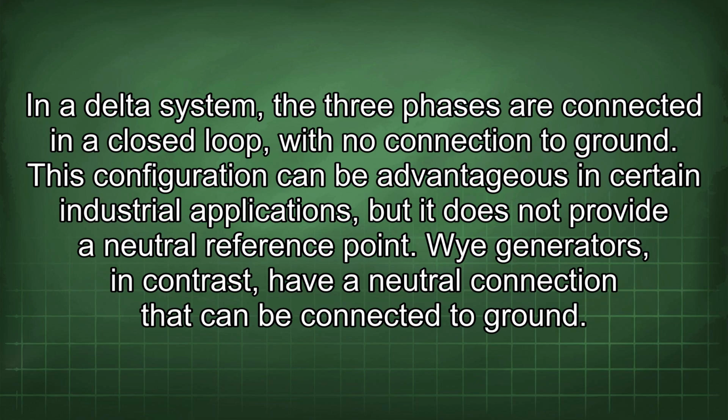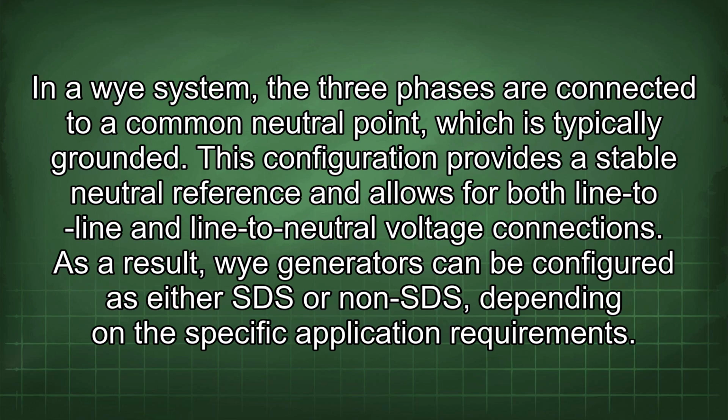Y generators, in contrast, have a neutral connection that can be connected to ground. In a Y system, the three phases are connected to a common neutral point, which is typically grounded. This configuration provides a stable neutral reference and allows for both line-to-line and line-to-neutral voltage connections. As a result, Y generators can be configured as either SDS or non-SDS, depending on the specific application requirements.